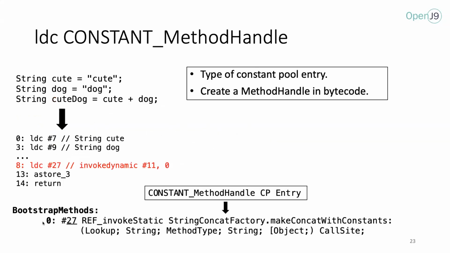And the second component of the invoke dynamic example is the LDC, or the constant method handle constant pool entry. The bootstrap method at the end has a reference to a constant method handle CP entry. And this entry is what defines the method handle. And if we call an LDC on this constant pool CP entry, what we should get is an instance of a method handle.